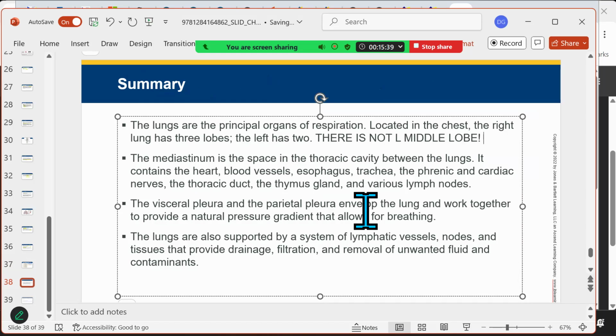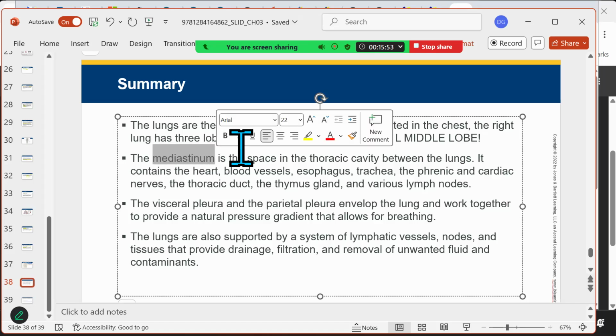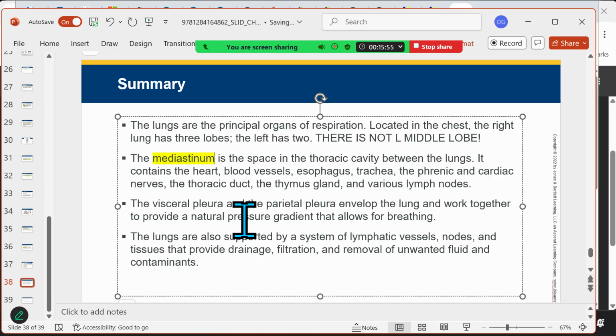The mediastinum is the space between the lungs. It has the heart, blood vessels, esophagus, trachea, phrenic and cardiac nerves, thoracic duct, thymus gland, and lots of lymph nodes. Visceral and parietal pleura, very important. I'm going to highlight mediastinum because that's a kind of a key word for you.